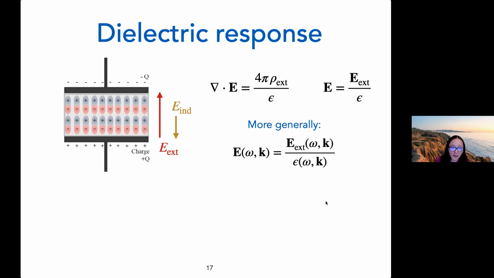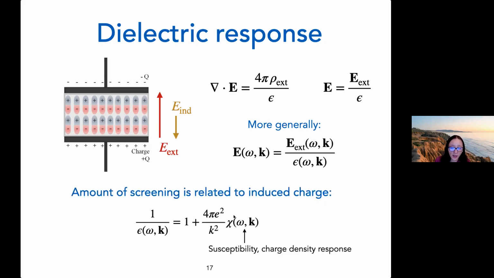So this is just describing the screening of the fields. On the other hand, you can basically show from electromagnetism again that the amount of screening you have has to be related to the amount of induced charge you have. So the picture we have is that when you apply this external field, you induce some polarization. In other words, you're inducing some charge response in the material. Electrons are moving around. That's described by the susceptibility, and the two have to be related to each other.